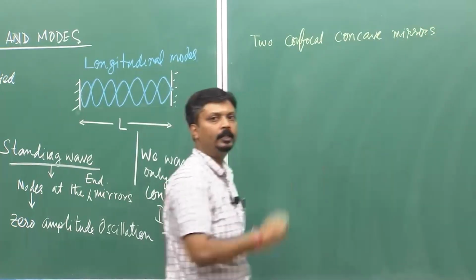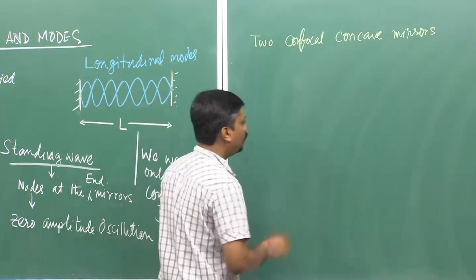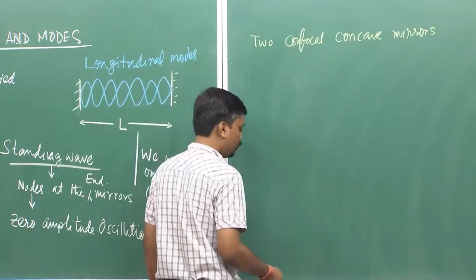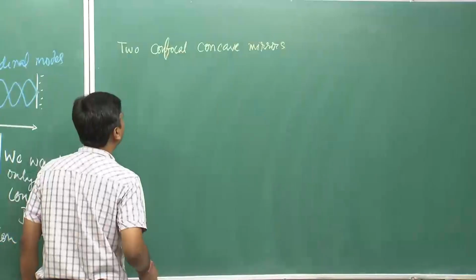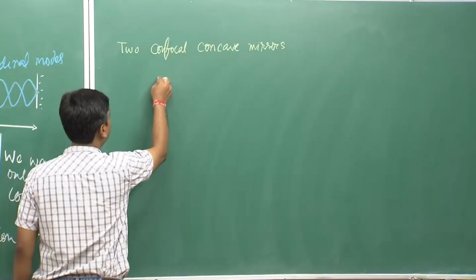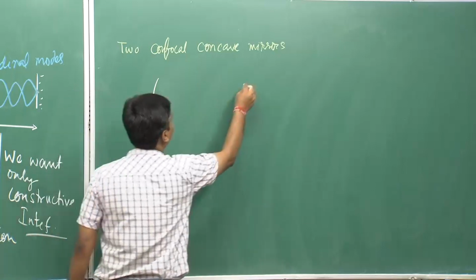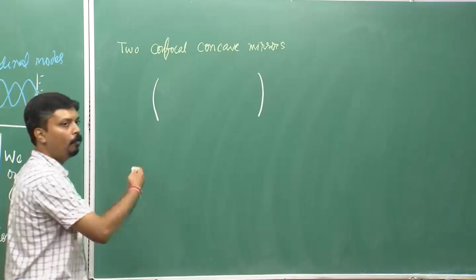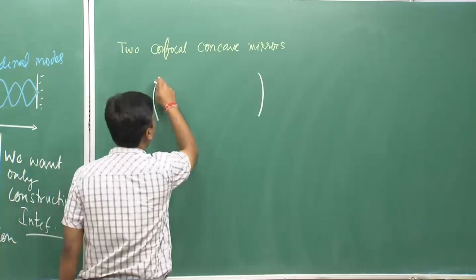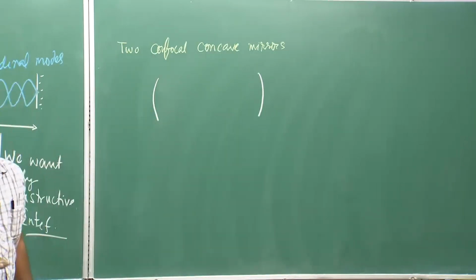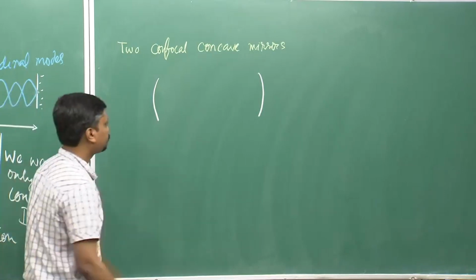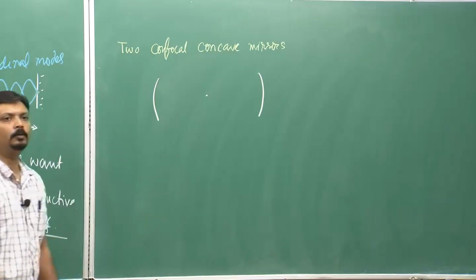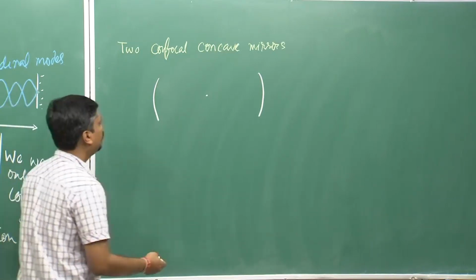To form the cavity. So, how will that look? So, they will look like this. So, confocal meaning that they will have conjugate focal lengths. So, their focal spot will be here for both of them.